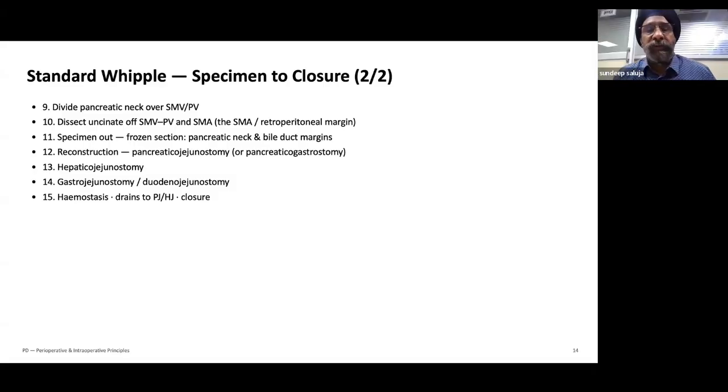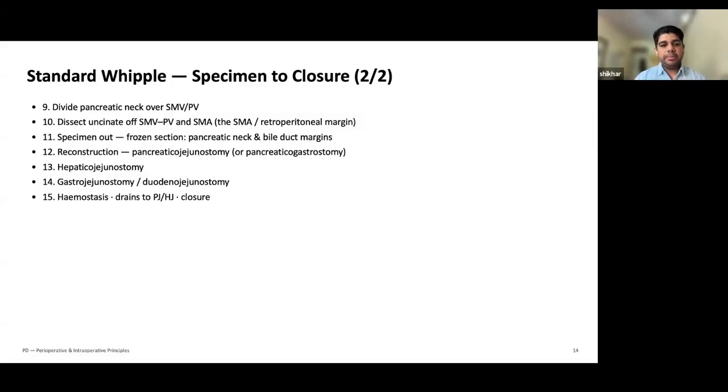Now go ahead with your reconstruction. Dr. Ashok, any questions you can ask? He can continue. Okay. So reconstruction includes either pancreatojejunostomy or pancreatogastrostomy. Second is hepaticojejunostomy, and based on whether we have done a classical or pylorus preserving procedure, we have to do gastrojejunostomy or duodenojejunostomy.